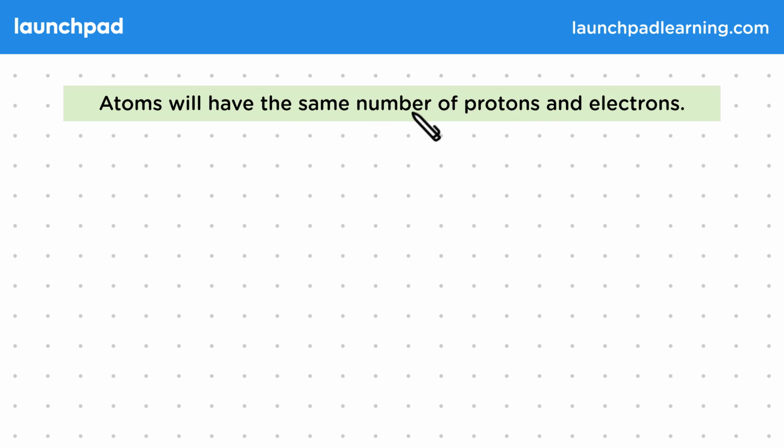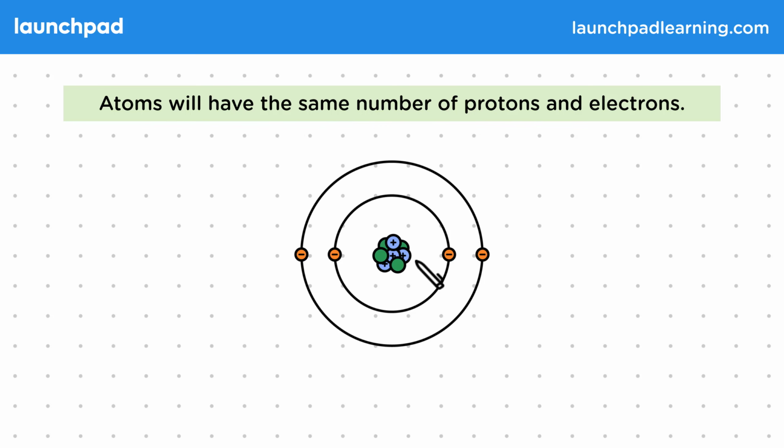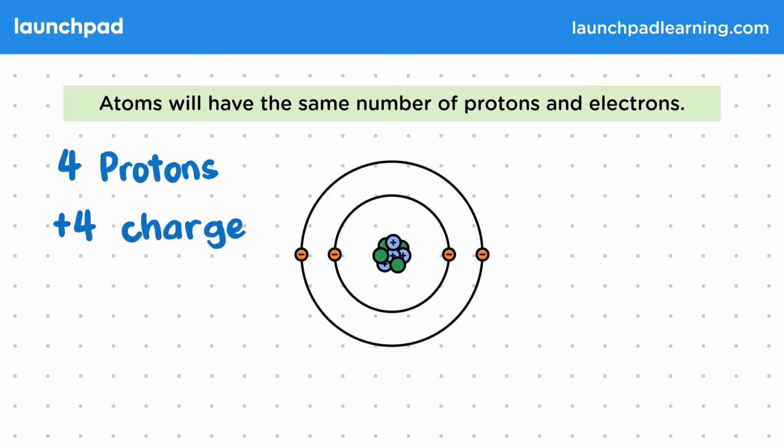Atoms will have the same number of protons and electrons. So remember that within an atom, we have a central nucleus with the protons and the neutrons, and then the electrons orbit in shells. So this atom has 4 protons, and remember that this is the atomic number of the atom. And each proton has a charge of +1, so the protons have a total charge of +4.